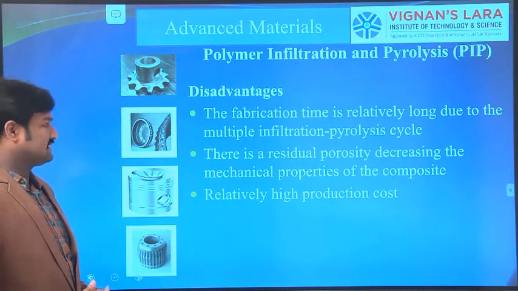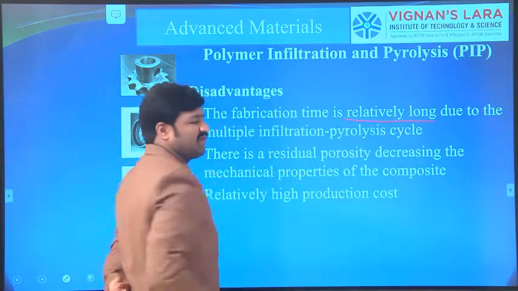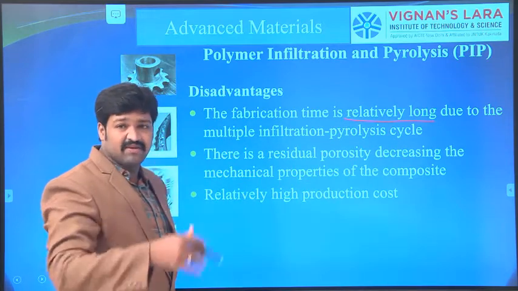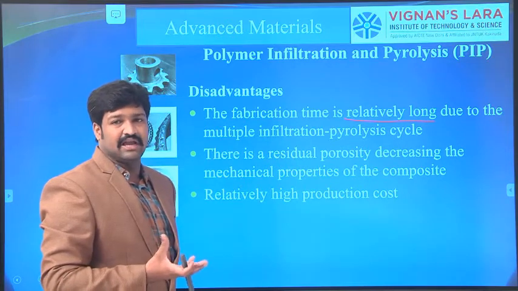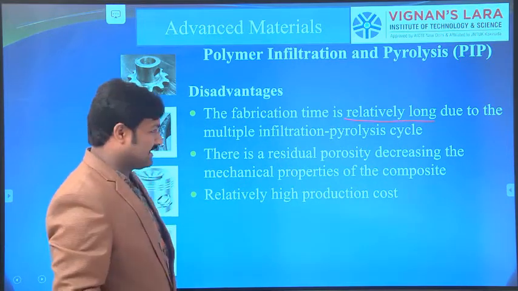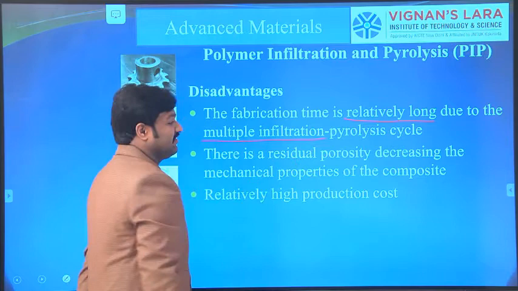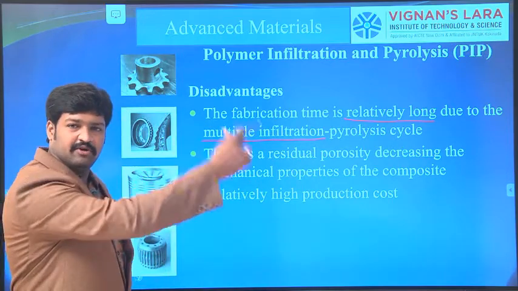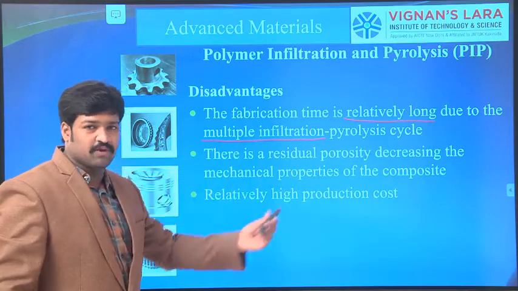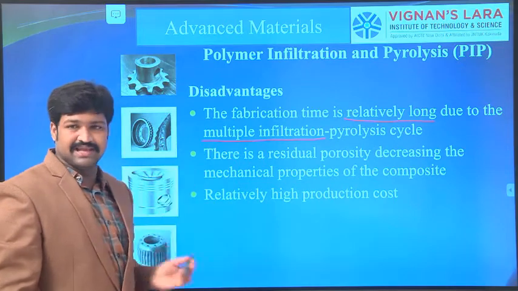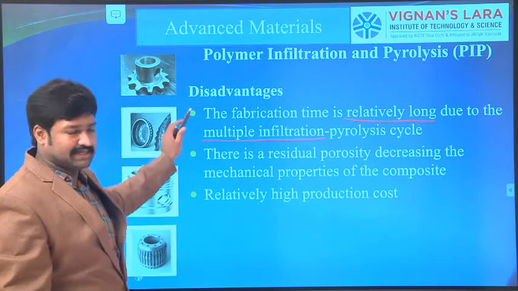Next, disadvantages. The fabrication time is relatively long. Why? Because n number of times we are doing the same process. We are repeating the process to get the desired thickness or desired amount of matrix. Due to the multiple infiltration and pyrolysis cycles, the fabrication time is relatively long. So to get the desired amount of matrix, we are doing the same process n number of times. Due to that, the time taken for the preparation of these ceramics is increasing.